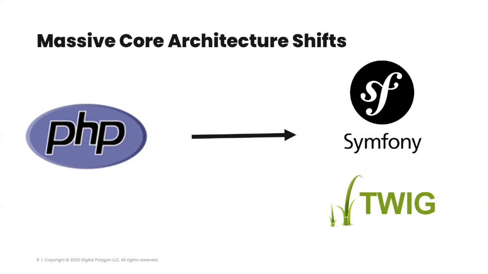Symfony is a well-known PHP framework. It's used for a lot of other applications. And Twig is also a very popular front-end theming engine. But this means that the upgrade process for core and for modules was not easy because of these core paradigm shifts.